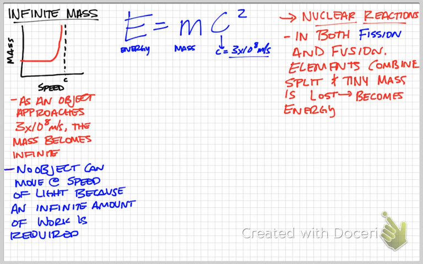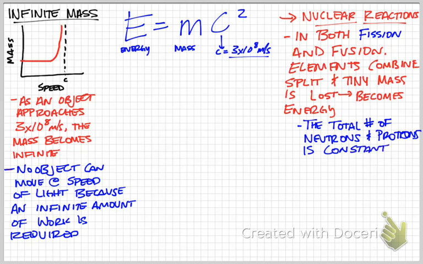So one thing to keep in mind in these reactions is that the total number of neutrons and protons is constant. So when we lose that mass, it's not that we have a neutron or proton disappearing. What we actually see is the mass of the neutrons and protons themselves changes. Neutrons and protons have different mass in different elements.